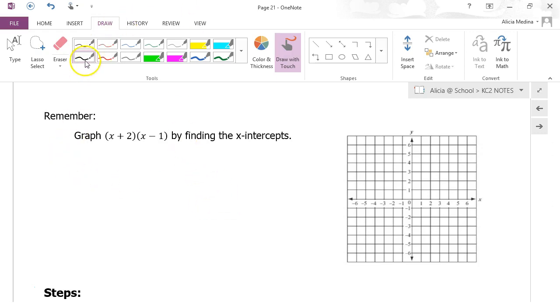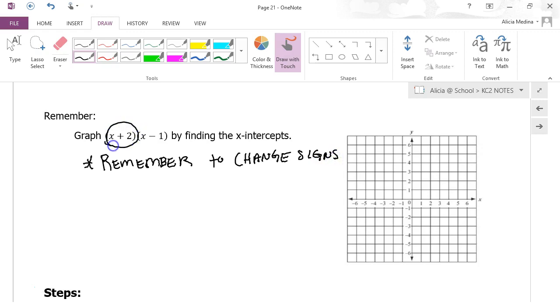So a quick recap, remember when we were graphing our x plus 2, x minus 1 and I asked you to find the x-intercepts? All we did was change the signs. So if I had that x plus 2, I said that my x-intercept was the opposite. X is a negative 2, right? And then I would go graph that point. X is negative 2, right there.